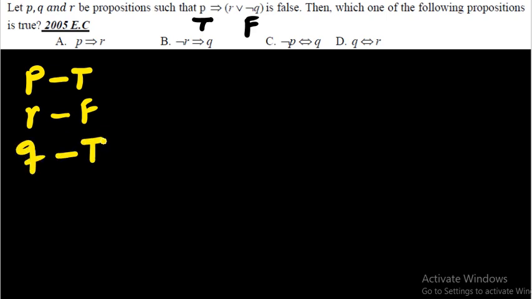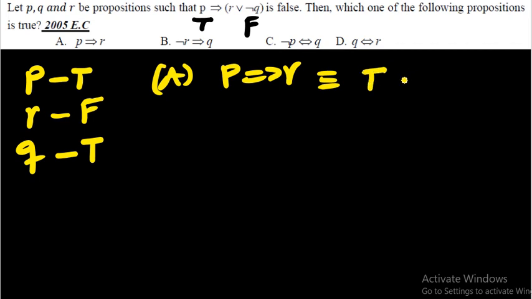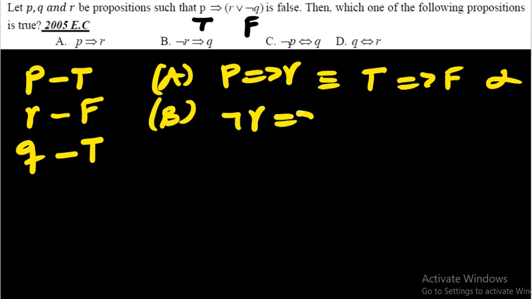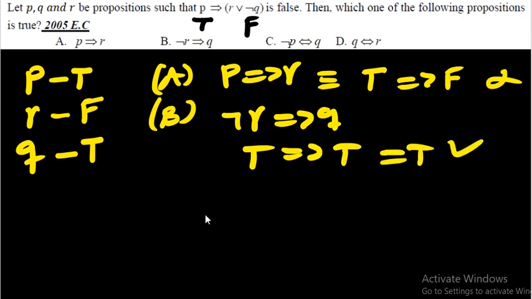We do have these three truth values of the propositions. Therefore, which one is true? Choice A says P implies R. This means P is true and R is false. Is it true? No, this is false. And choice B, negation R implies Q. Negation R means true, implies Q is true. True implies true. Yes, it is true. It works.